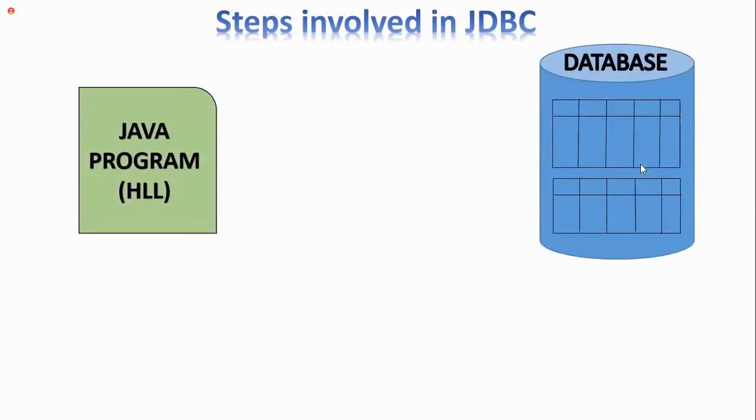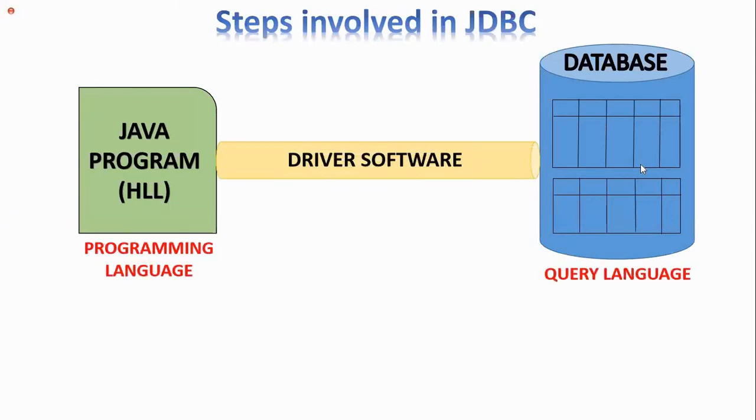The first thing that we have to understand here is steps involved in Java's database connectivity. First, I have my Java program, I have my database. I am linking them together using my driver software. In order to perform this linking, I should have 5 important steps taken care of. What is the first step? Loading the driver, which is nothing but registering your driver. How? By making use of DriverManager.registerDriver or Class.forName.